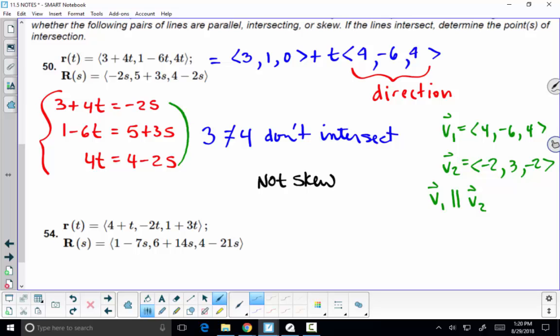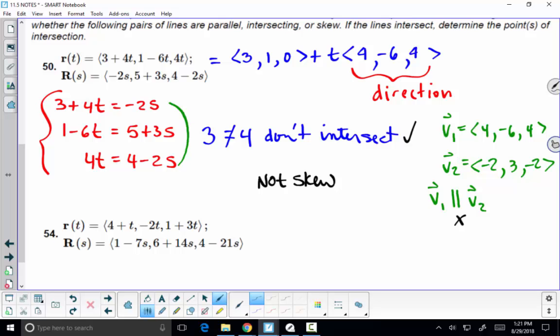So they're not skew. So this condition here checked, but this condition here was false because skew lines aren't parallel. Yeah? What if it wasn't so simple to figure that out? It's always going to be that simple.